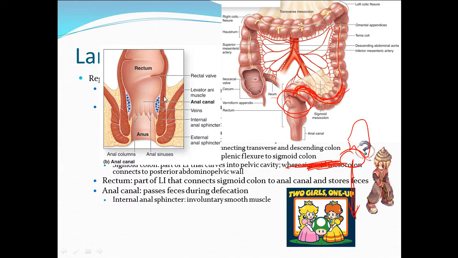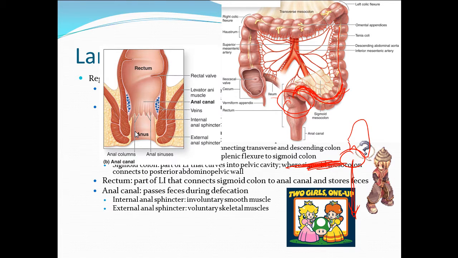And of course, we have an internal anal sphincter, and the internal anal sphincter is once again a smooth muscle. It's contracted unless they feel pressure at this area. They feel pressure because of the feces that's being stored there, right? And so once they feel pressure, they're going to relax. However, we have an external anal sphincter, and this is the voluntary skeletal muscles.